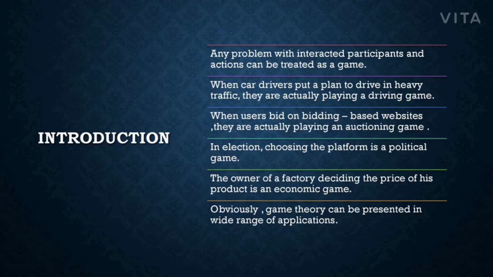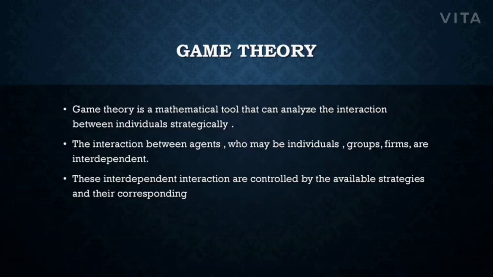Now let's see what game theory is. Game theory is a mathematical tool that can analyze the interaction between individuals strategically. It means there are certain individuals trying to play a game on a board. This game interlinks the different people in the game, and the interconnection between agents, who may be individuals, groups, or firms, is interdependent. These interdependent interactions are controlled by available strategies and their corresponding payoffs.